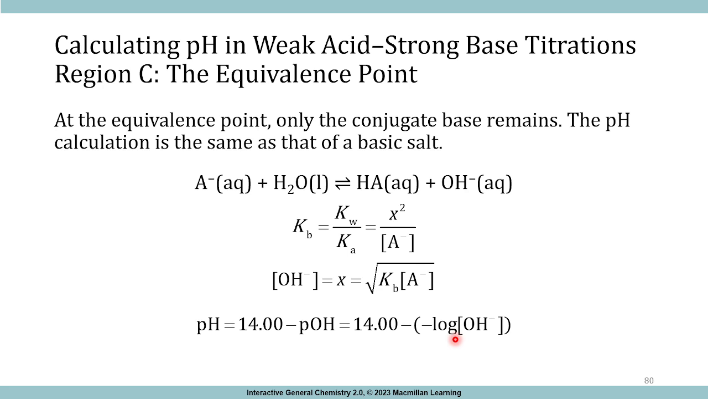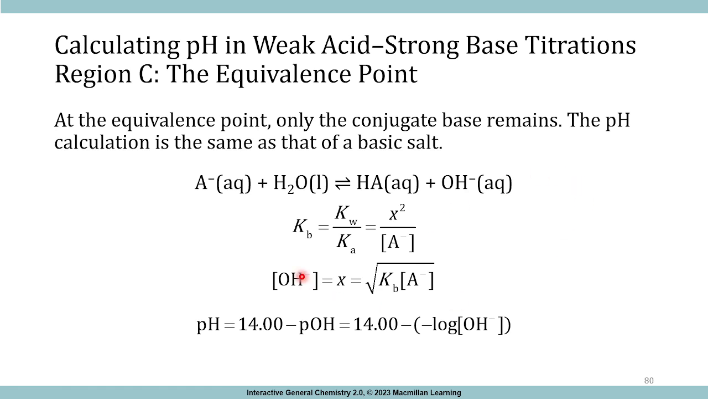So, at the equivalence point, the only thing that's going to remain is your conjugate base. So the pH calculation is going to be the same as the basic salt calculation. So remember where I made you do that calculation for the basic salt? We started with the conjugate base. That's actually the same calculation you do for the equivalence point. So in this case, we substituted those ice tables and equilibrium expressions into each other so that we get a formula that can be quickly done.